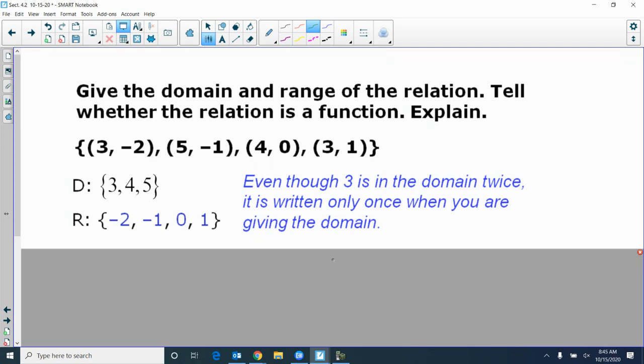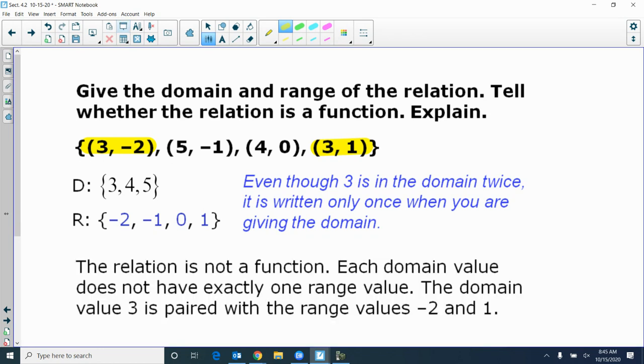Does any x value go to 2 different y values? 3 goes to -2, but what else happens later on? 3 also goes to where? 1. So that means that it is not a function. So just put not a function underneath there, because you have 3 going to 2 different y values.